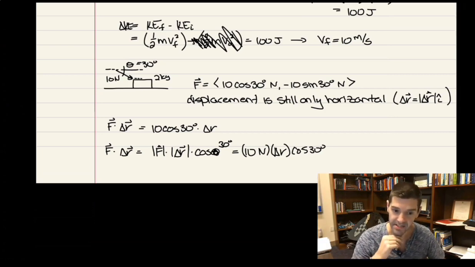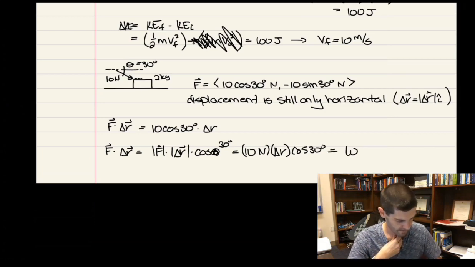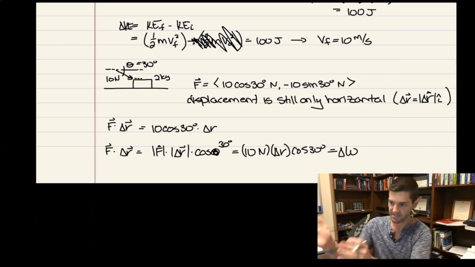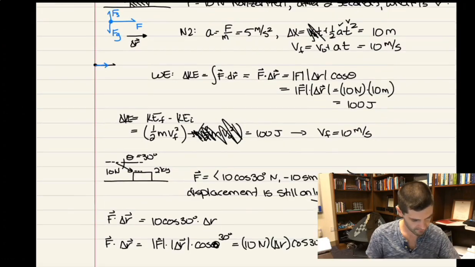Cosine of 30 degrees is positive. This entire thing is positive. This is the work, the delta work that's being done. And it's a positive number. We will see positive work increases kinetic energy. Negative work decreases kinetic energy. And why? Well, simply because of the work-energy theorem.